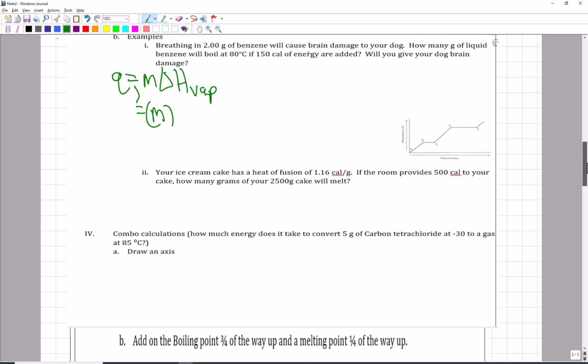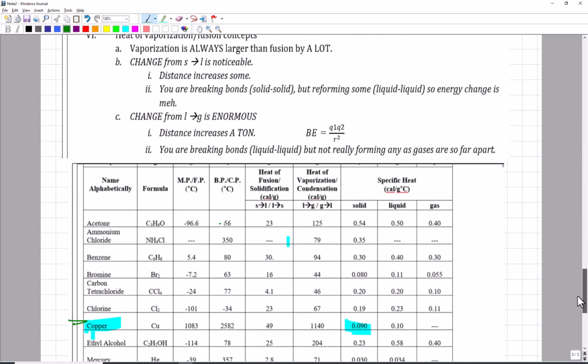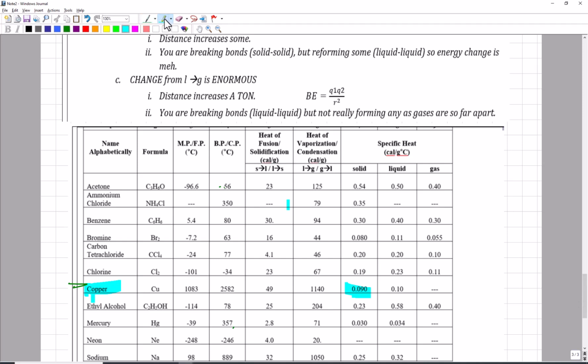Okay, so let me show you something nifty about this. So I'm looking at benzene. Benzene is right here. Now it's going to boil at 80. Notice that means it's already there, okay? So boiling is delta H vaporization, so it's going to be 94.